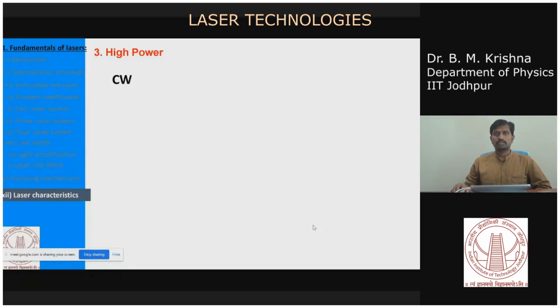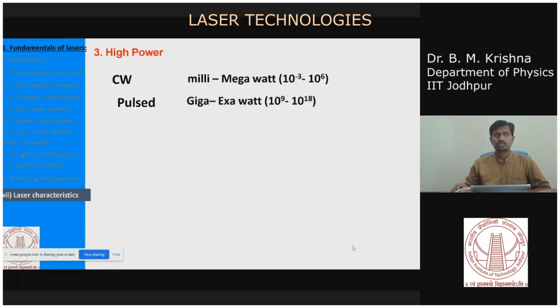In the last session we stopped at high powers. So with the lasers we can generate high powers, such as milliwatt to megawatt using CW lasers. With the pulse lasers you can generate from gigawatt to hexawatt. So now for different applications, you will use different powers.